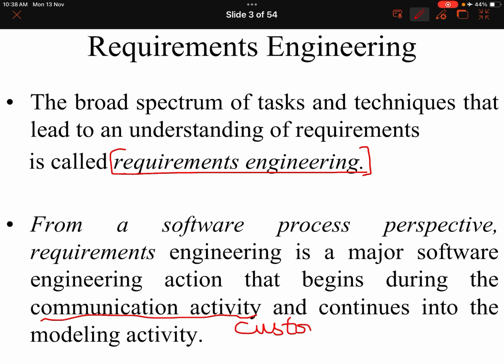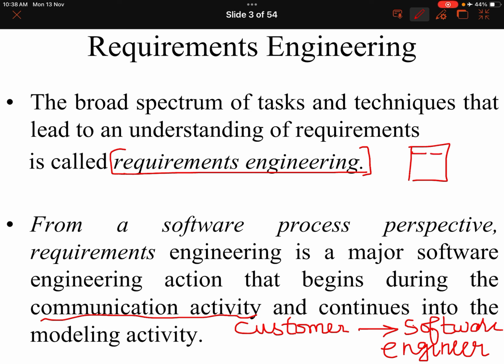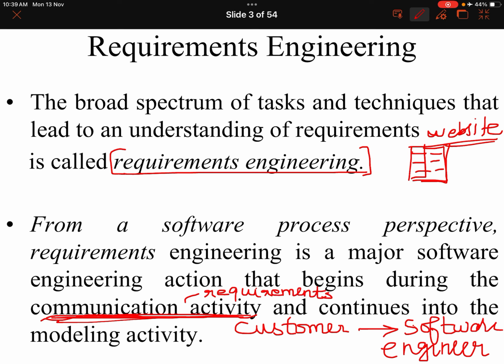So your customer will communicate the requirements to the software engineer, that for a particular software I need so and so thing. Suppose for a website, I will need a login page, a sign up page, a contact us page, and so on. Whatever my requirements are pertaining to the website which I want to make, I will give it to the software engineer. So who am I? I am the customer. The customer will communicate the requirements to the software engineer. So communication activity takes place to gather the requirements, and it continues into the modeling activity.